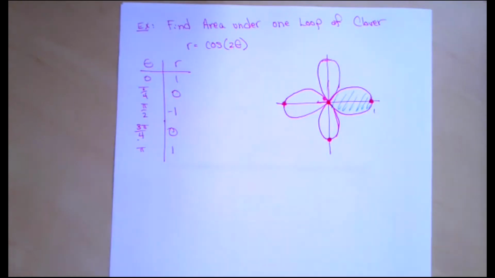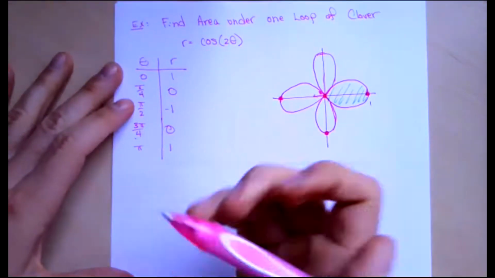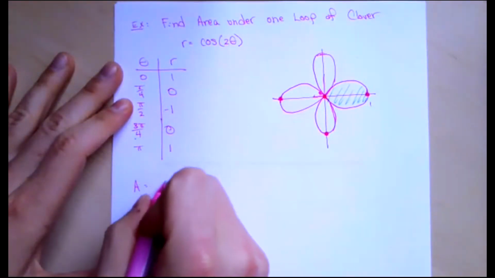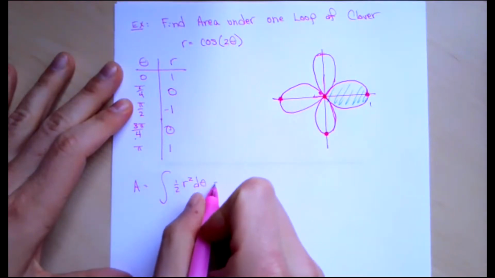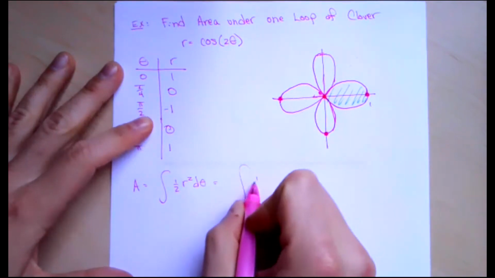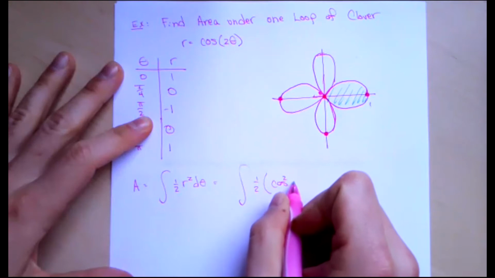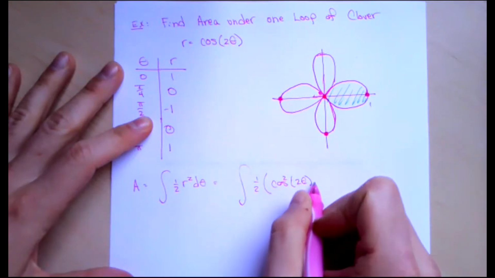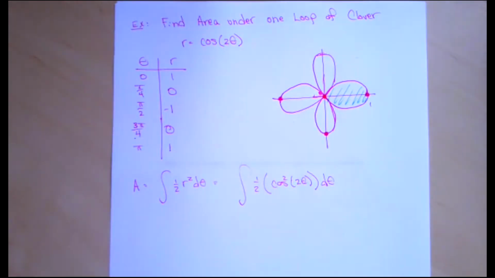So how do we find the area of our petals? Well, the area is still going to follow this formula, 1/2 r squared d theta. And so we will have 1/2 cosine squared of 2 theta d theta. But now we have a little bit of work to do, because what are the bounds?